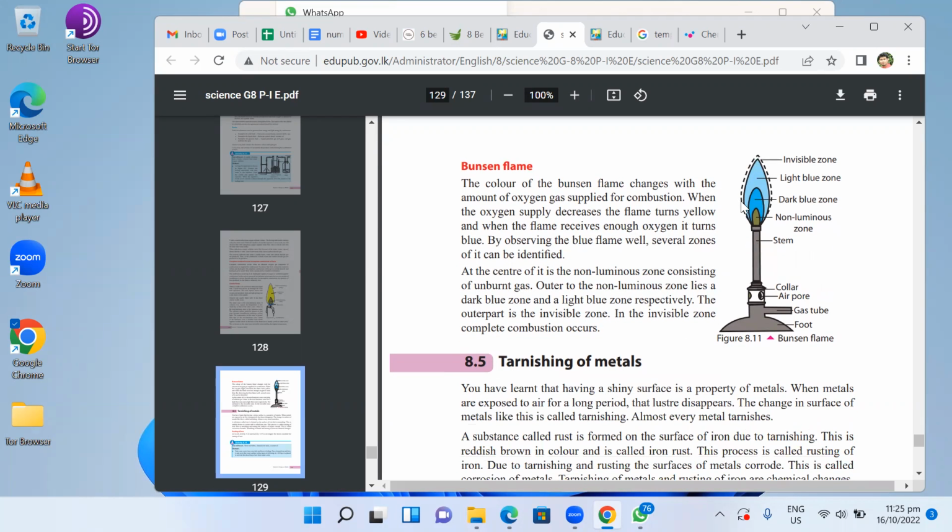The invisible zone is having the highest temperature. Then light blue, dark blue, and you can see non-luminous. These zones are having low temperature compared to the invisible or very light blue zone. The very light blue zone is basically invisible. That is where the complete combustion occurs.